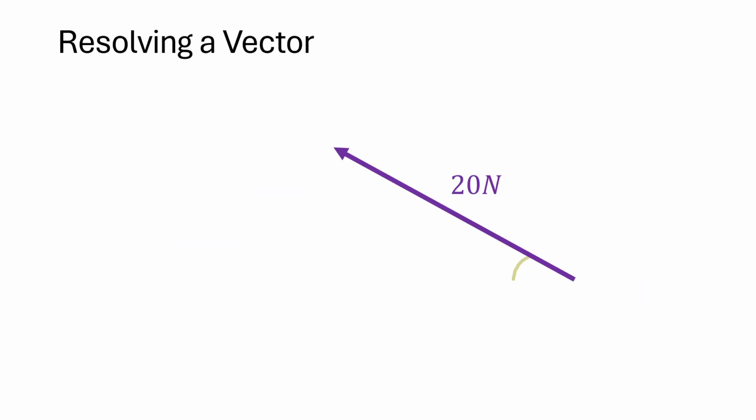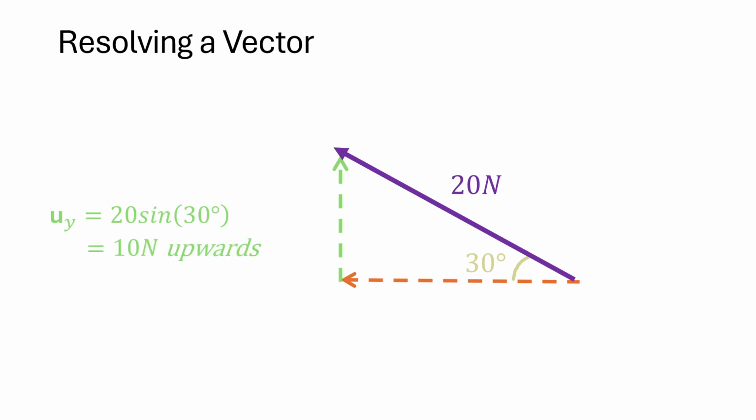Let's have a look at this example. We are resolving this 20 Newton vector, and it's acting at a 30 degree angle. So the vertical component will be 20 sine 30 degrees. Sine, because we're working with the opposite angle. I was saying sine theta is opposite over hypotenuse, so the opposite side has something to do with sine. It's going to be 10 newtons upwards.